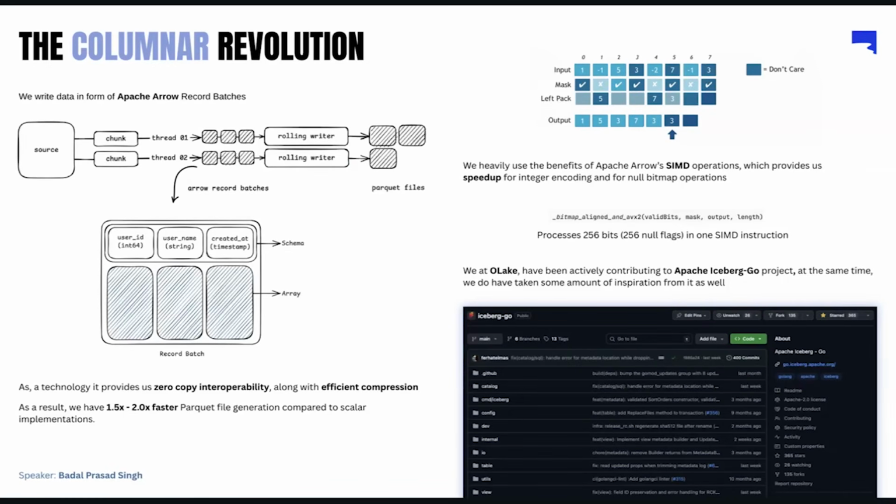And if you can see, this is Iceberg Go. We as a team have been actively contributing to the Iceberg Go project. And the Iceberg Go project also uses Apache Arrow heavily to write and read. So that is something in this slide.